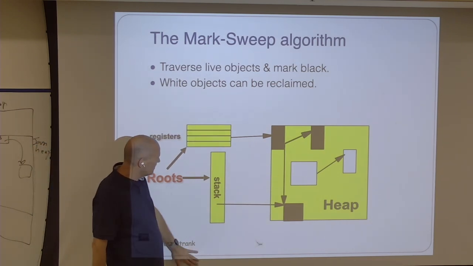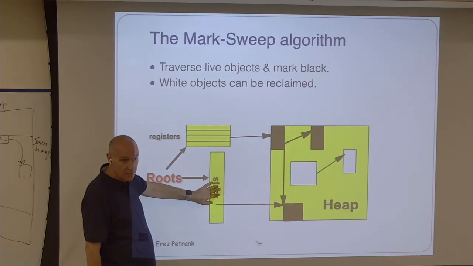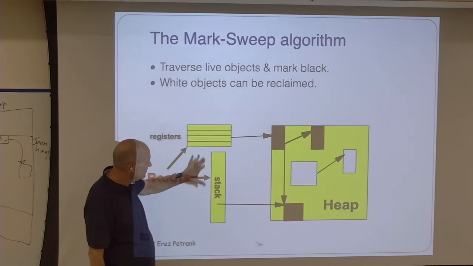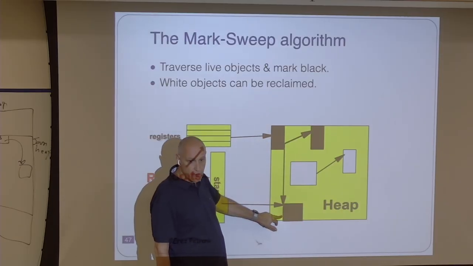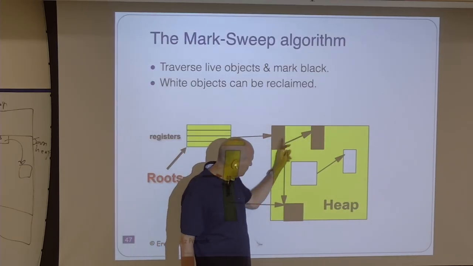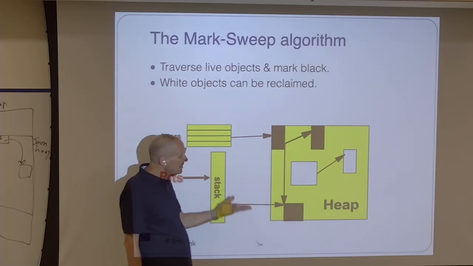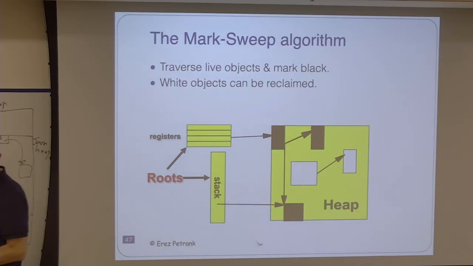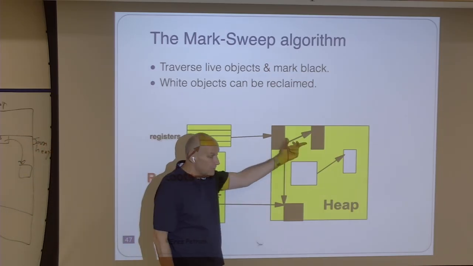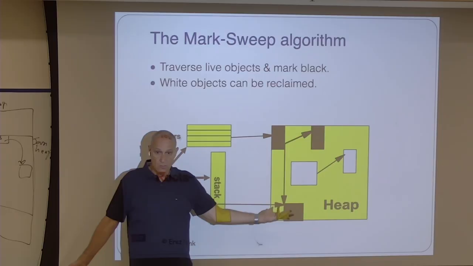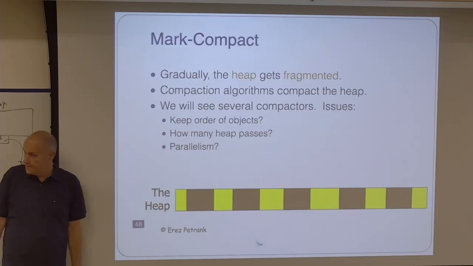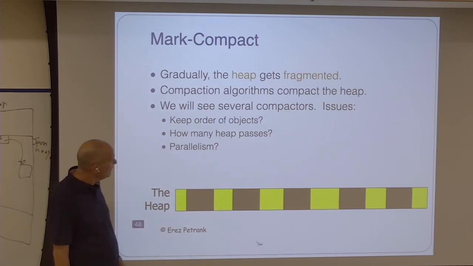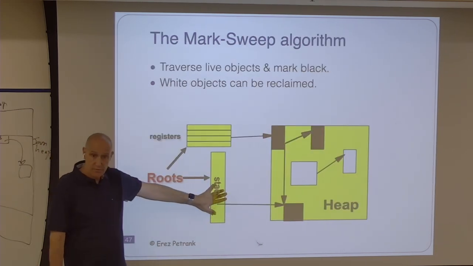This could be the roots, maybe the stack, the runtime stack, maybe the registers. They point to stuff in the heap. You go from those that are pointed directly and you continue to traverse whatever is pointed from them. Some objects are not traversed and so are not marked. Here I marked them in black. Whatever is not marked can be reclaimed. So this is mark sweep. Any questions about mark sweep?